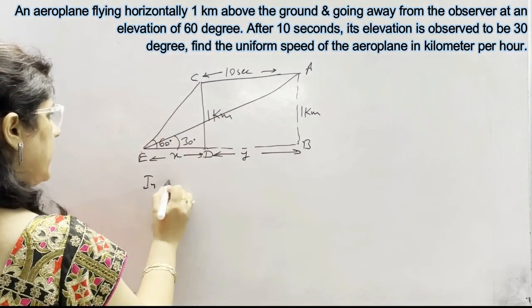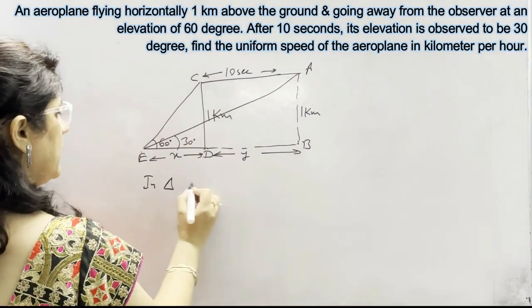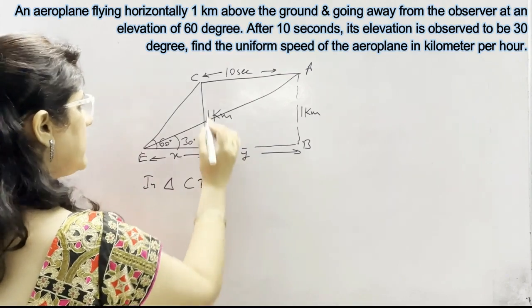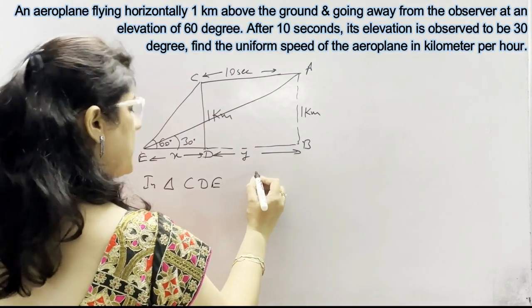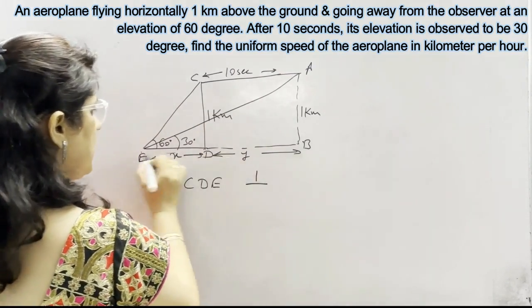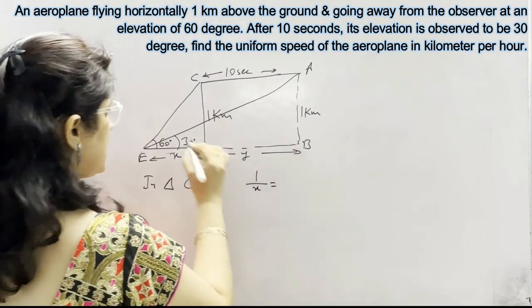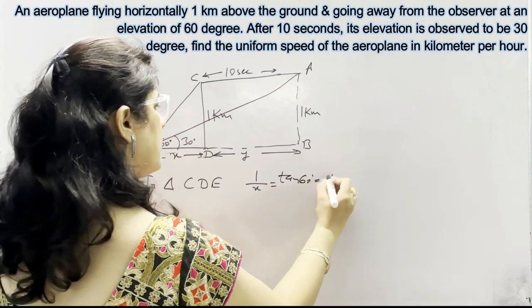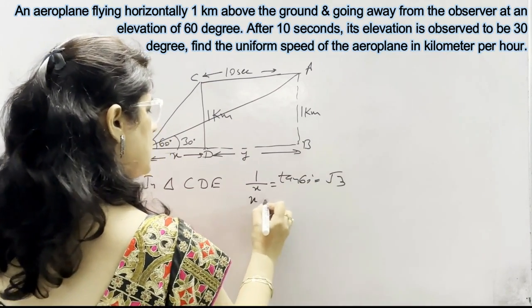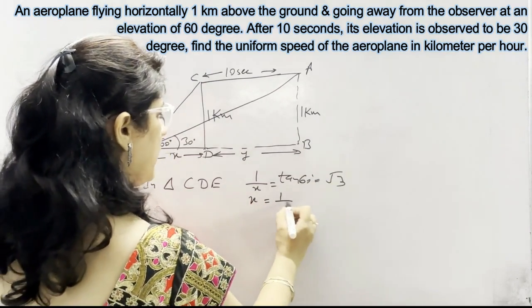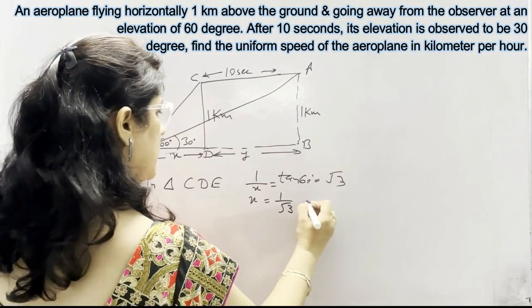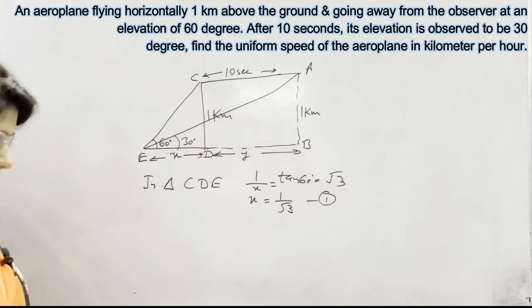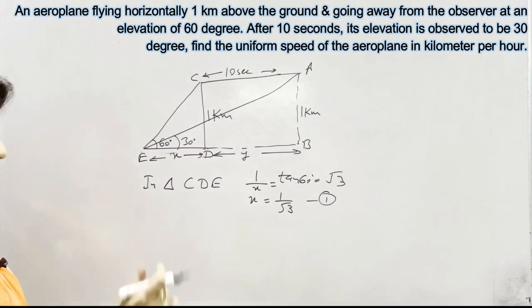Now in smaller triangle CDE, 1 kilometer is the perpendicular, base is X, so 1 upon X, and the angle is 60 degree, tan 60 degree, value under root 3. So X is equal to 1 upon under root 3. This is our first value. X is equal to 1 upon under root 3.